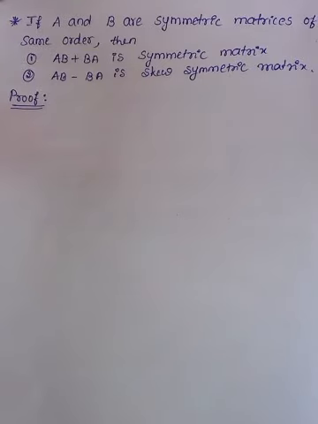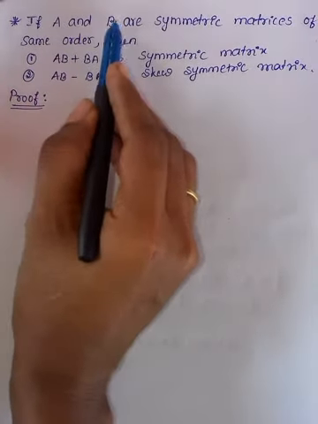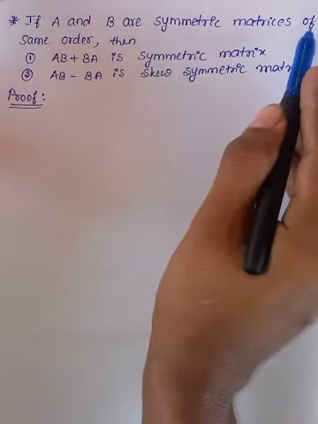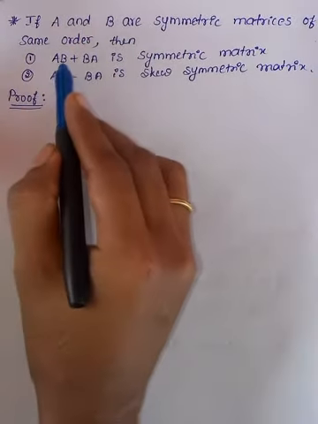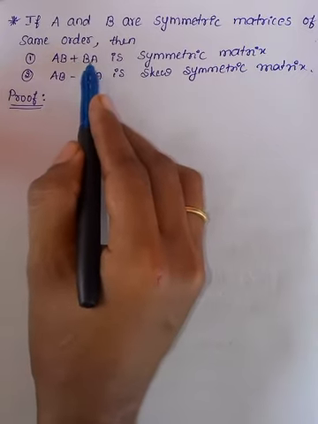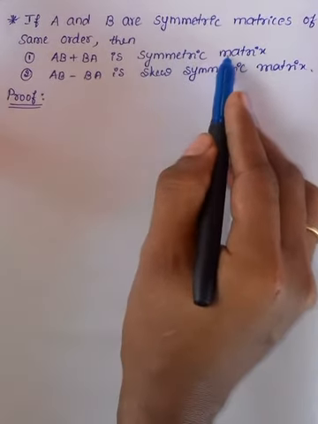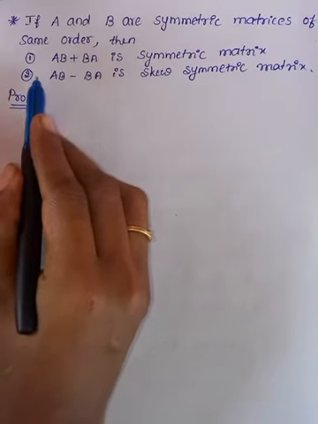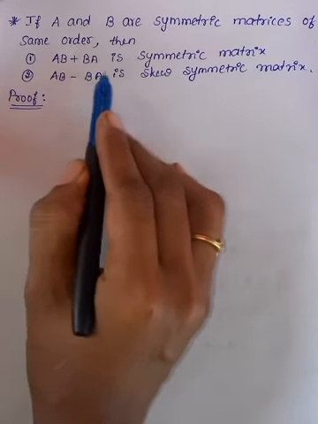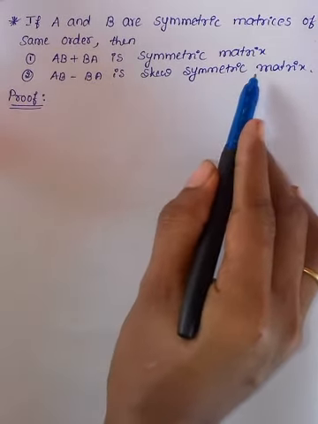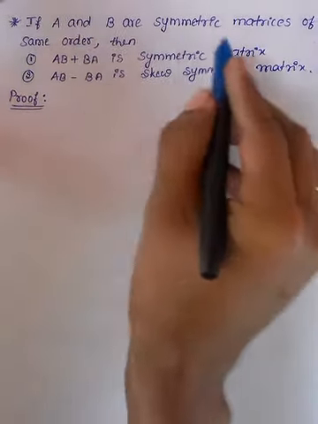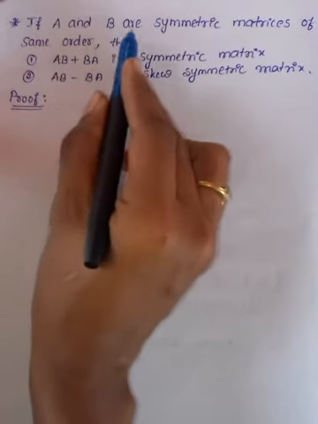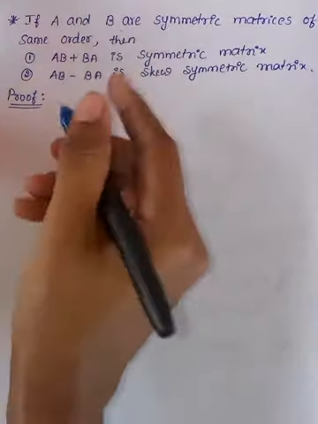Next result: if A and B are symmetric matrices of the same order, then the first one is AB plus BA is a symmetric matrix, and the second one is AB minus BA is a skew symmetric matrix. To prove this, from the given data, A and B are symmetric matrices.